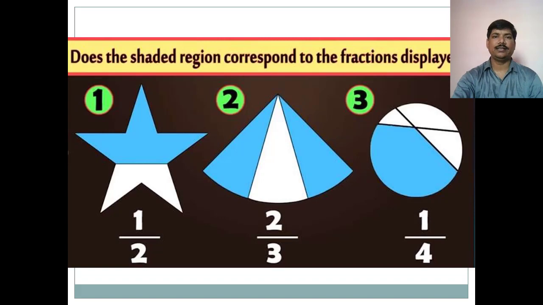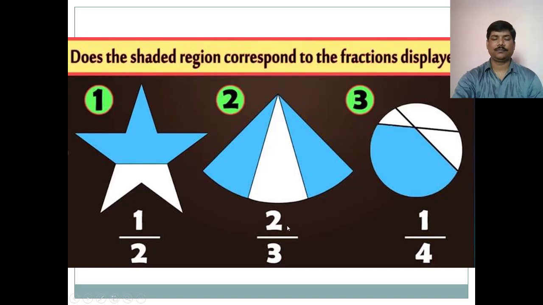Does the shaded region correspond to the fraction displayed? Here the whole star is one thing and this is the shaded region. Is this 1 upon 2? No. Why? Because the shaded part and the left part, both parts are not equal. The parts must be equal, as I already told you.